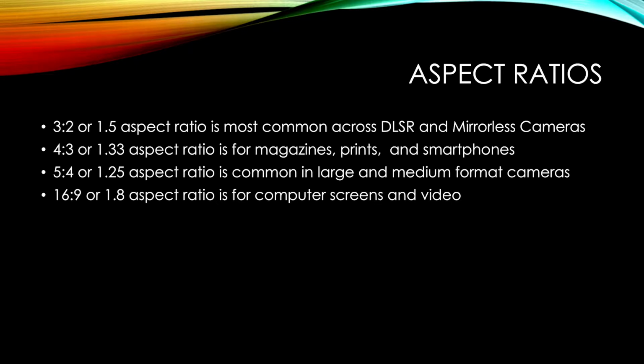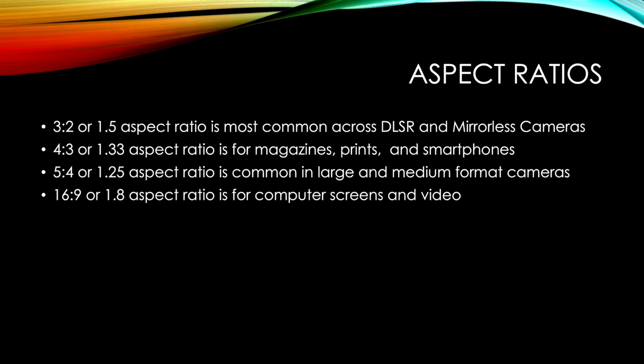So here's some of the common aspect ratios that you'll see in use today. 3:2 or 1.5 aspect ratio is common across DSLRs and mirrorless cameras. 4:3 aspect ratio or 1.33 is good for magazines, prints, and smartphones. 5:4 aspect ratio or 1.25 is common in large and medium format cameras.